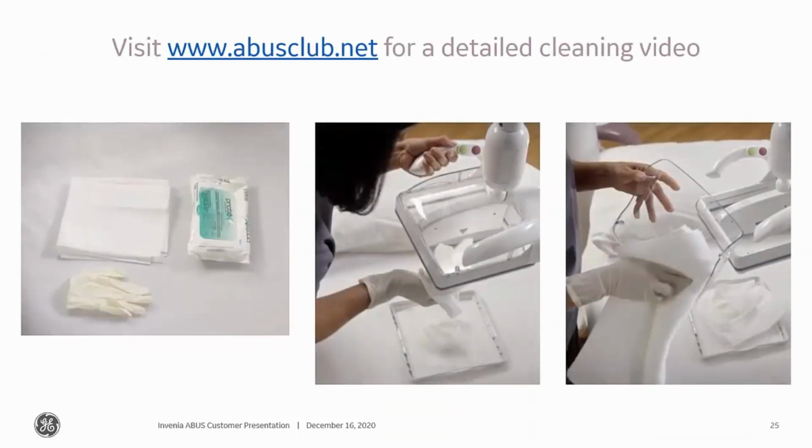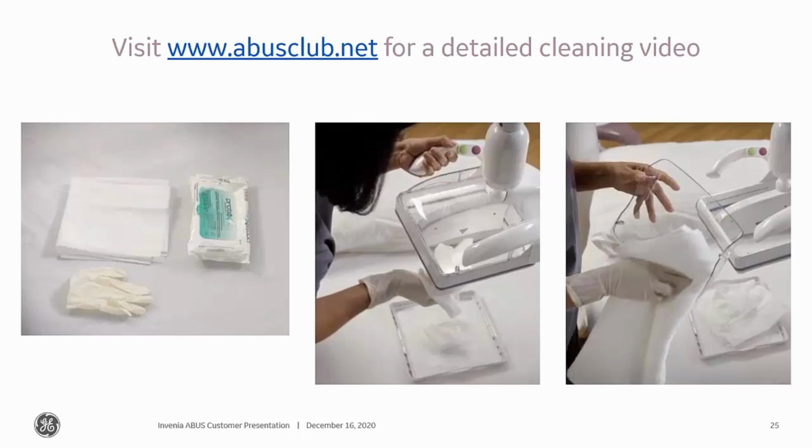This is a slide that shows the cleaning process, and it is actually the video that's on the ABUS Club. And as you know, it is very simple. I like to take off the clear plastic shield first and set it aside. Then I like to pull that membrane off over the bed and the old linens. That way you don't risk getting any lotion on the floor or anywhere else.